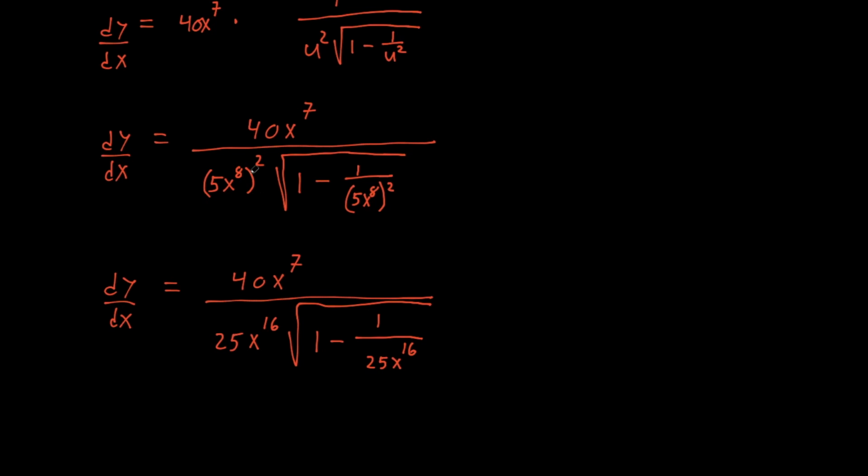And we can actually reduce this a bit. So let's divide the top and the bottom by 5. So 40 divided by 5 is 8. 25 divided by 5 is 5. And we can't make any further divisions there, so let's move on to the exponents. x to the 7th divided by x to the 16th is going to cancel out in the top and give us x to the 9th in the denominator. And we are done.